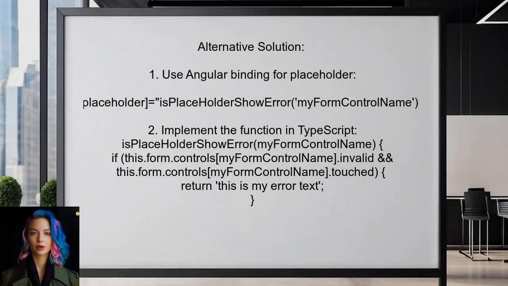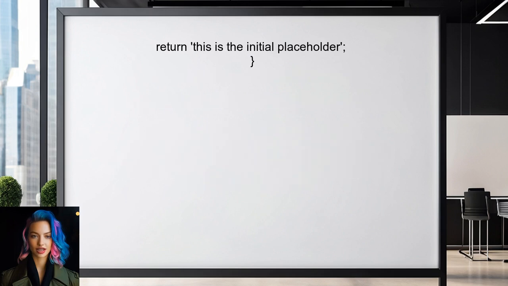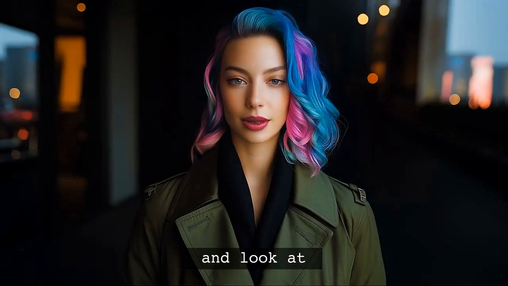An alternative solution provided by another user involves dynamically changing the placeholder using Angular's binding feature. They suggest using the placeholder attribute in your HTML like this: placeholder equals isPlaceholderShowError with your form control name. Let's move forward and look at another answer.